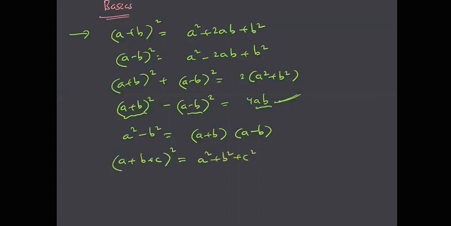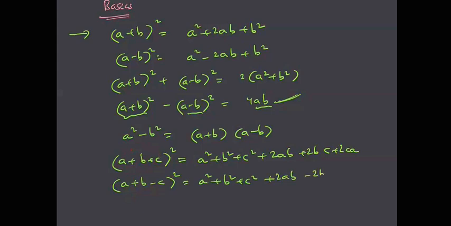Next, you should also know the formula for (a + b + c)², which is a² + b² + c² + 2ab + 2bc + 2ca. Suppose you have (a + b − c)², then it would be a² + b² + c². Now it is plus 2ab minus 2bc, because plus b into minus c is minus bc, and minus 2ca. So plus 2ab minus 2bc minus 2ca.